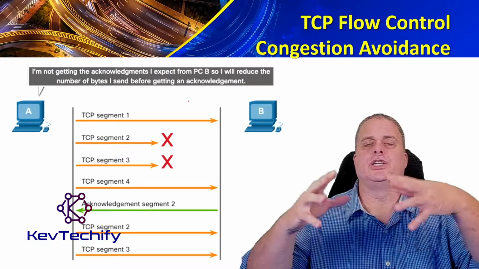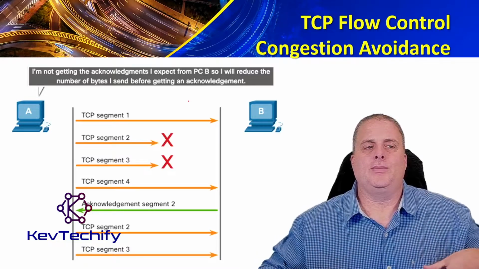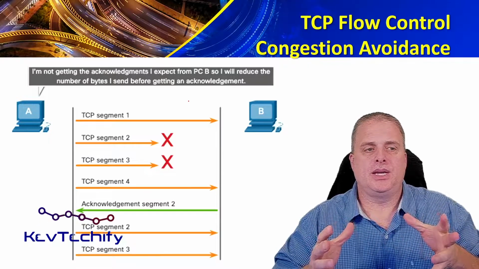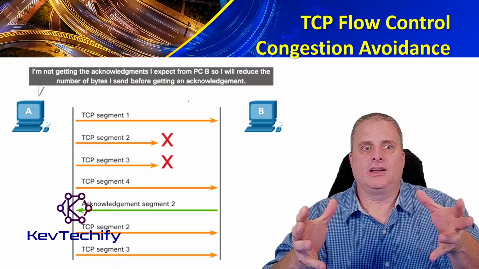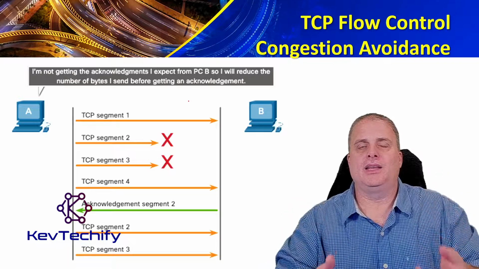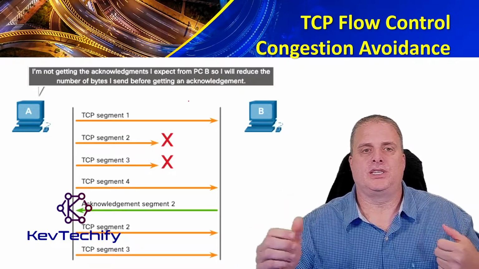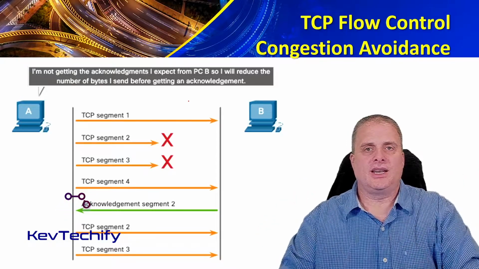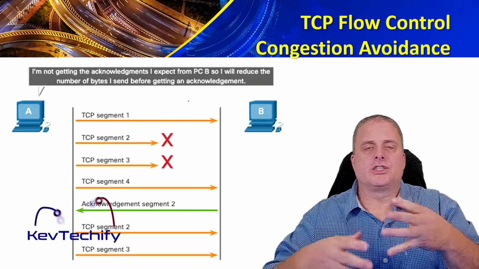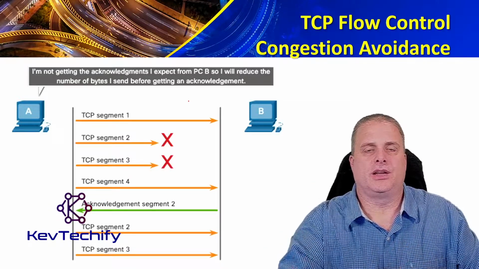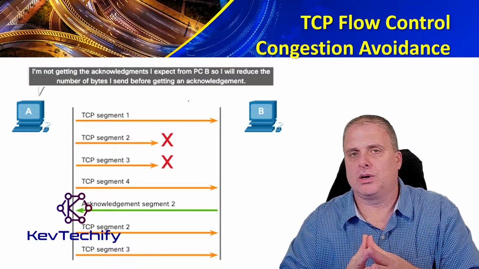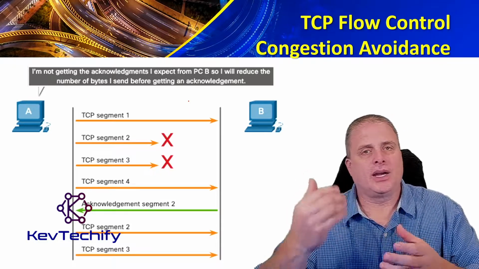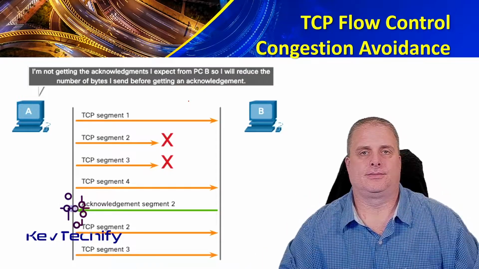TCP also does congestion avoidance. What happens here is PCA is sending data to PCB. PCA then thinks to itself, hey, I'm not getting the acknowledgments I'm expecting from PCB. What I'm going to do is slow down the number of bytes that I'm sending out before I get acknowledgments. Just slowing down the amount of data I'm sending through the network. There's some sort of congestion on the network that is causing my data not to get delivered. I'm not getting my acknowledgments back, so I'm just going to slow it down.